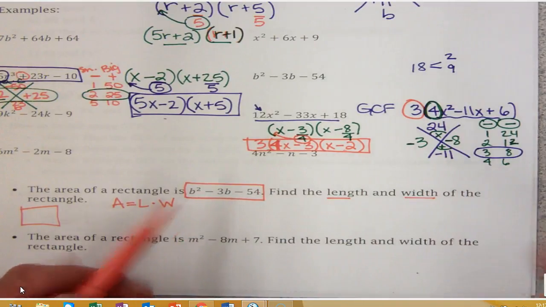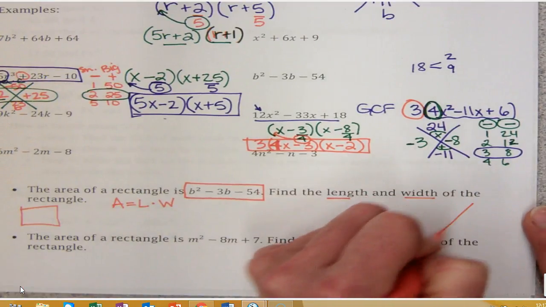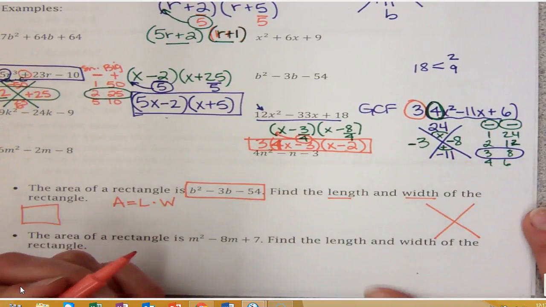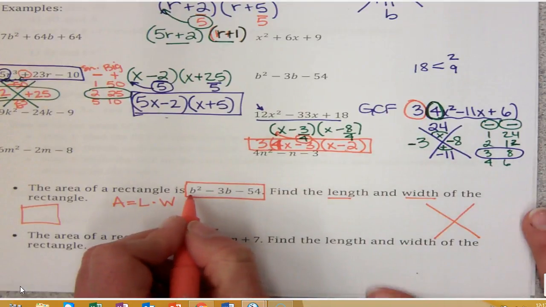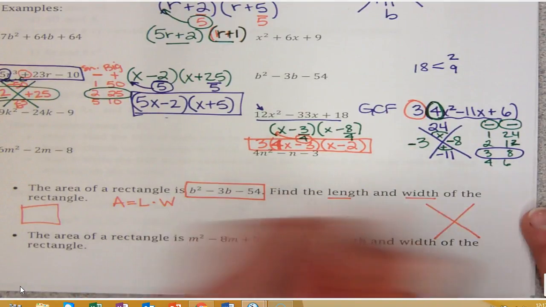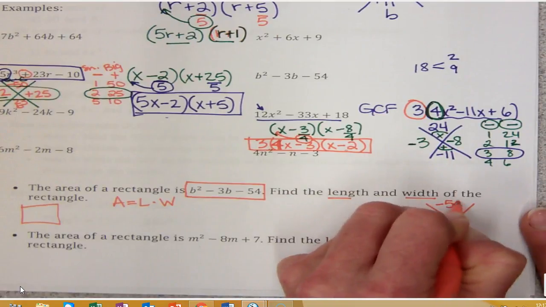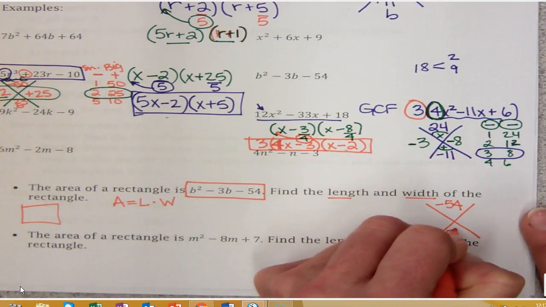Well, you need to use your X to figure out what two numbers are going to give you that. My A would be 1. My C would be negative 54. My B would be negative 3.